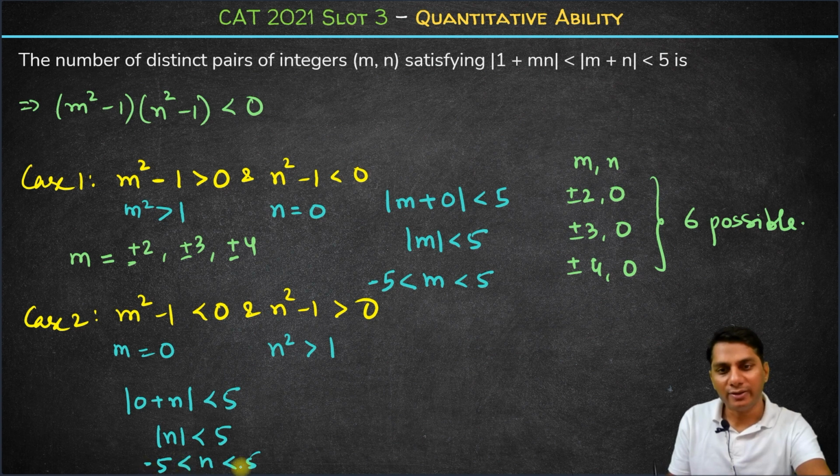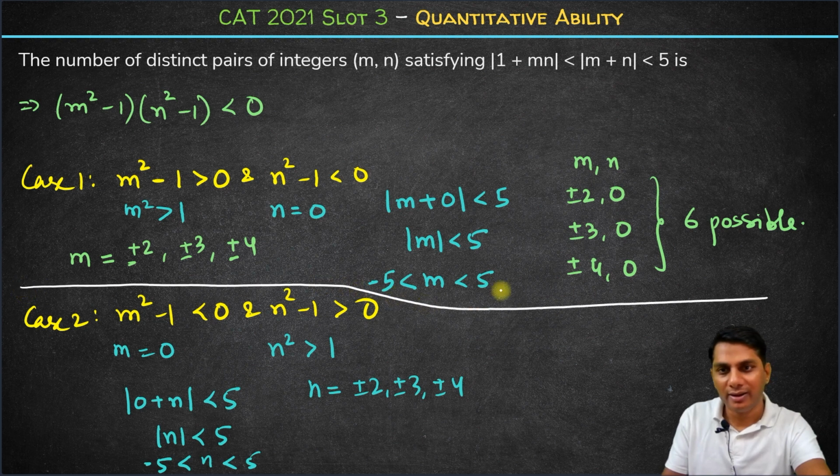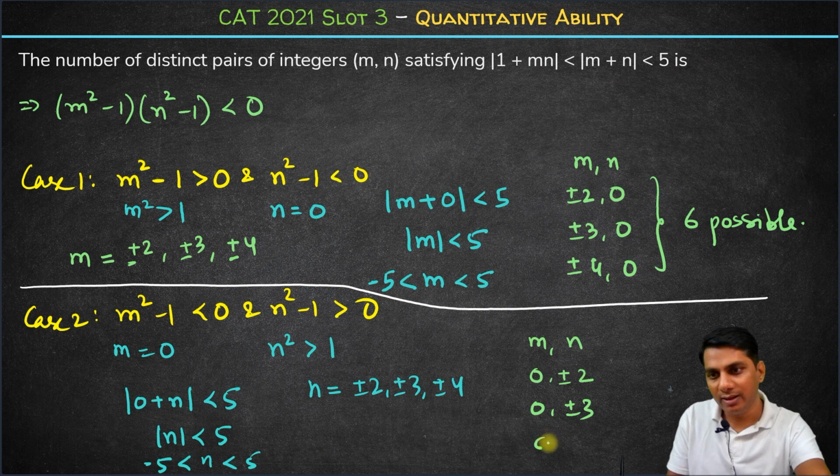So m should be between minus 5 and 5 and also n should be between minus 5 and 5, and also n square should be greater than 1. So the values n can take is plus minus 2 or plus minus 3 or plus minus 4. Basically the same case with reverse of m and n. Here if n is 0, m has 6 values. Here because m is 0, n has 6 possible values. So from here the values of m and n are, if m is 0, n can be plus minus 2 or plus minus 3 or plus minus 4. So again from here we get 6 possible values of m and n.